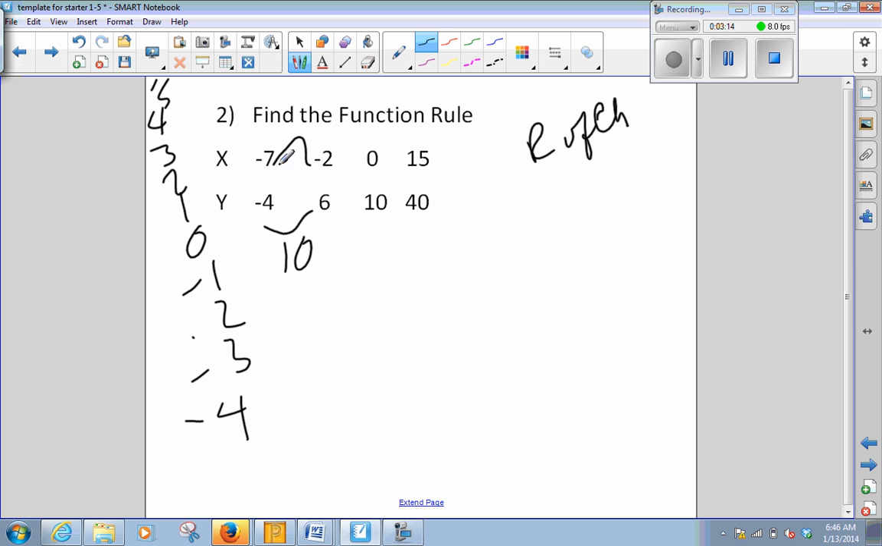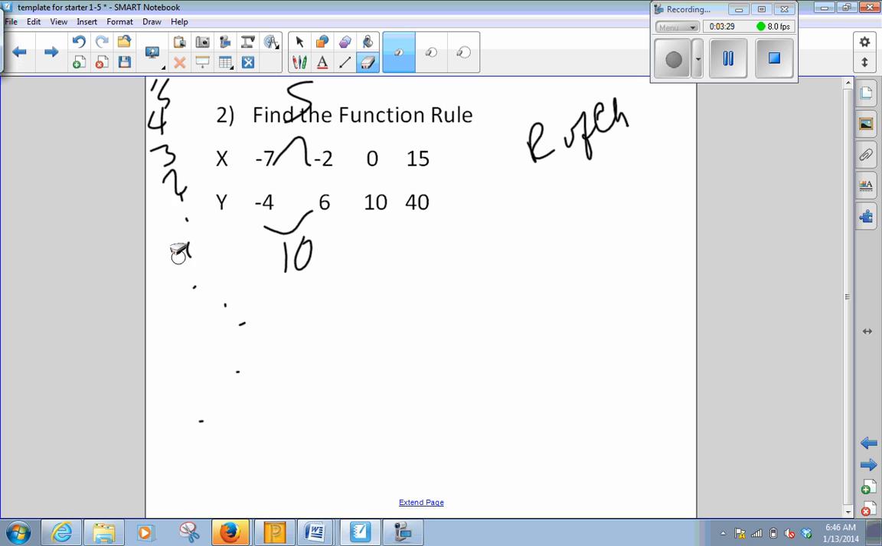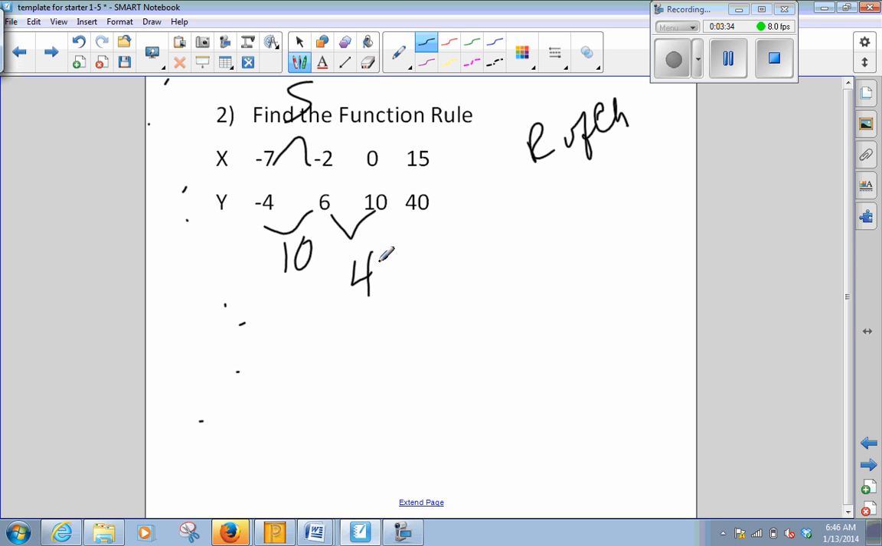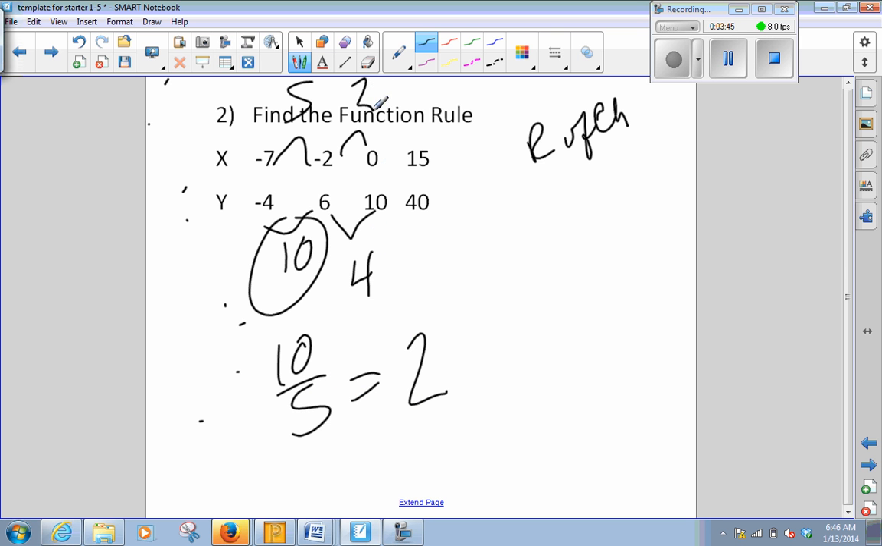This one is going from negative 7 to negative 2. It's going up by 5. So my rate of change, remember, is my change in y over my change in x. I better make sure I actually have a constant rate of change like I did in the last example. From 6 to 10, it's going up by 4. And from negative 2 to 0, it's going up by 2. So 10 over 5 will be 2. This 4 over 2 is also a 2. So I know that my rate of change is 2.